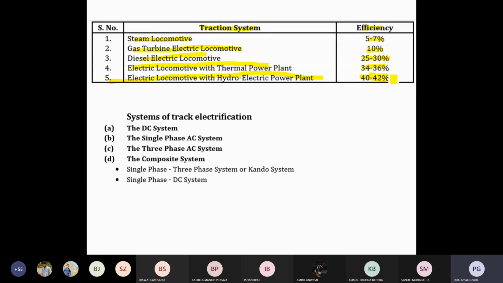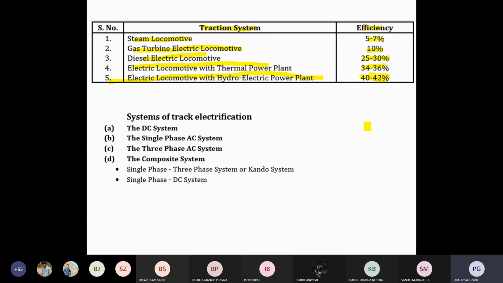Here you can see the systems of track electrification. What systems are we using for track electrification? The DC system, the single phase AC system, the three phase AC system, and the composite system, that means the single phase and three phase system, or the Kando system. So those are the commonly used systems that we can observe in traction drives or the traction system.